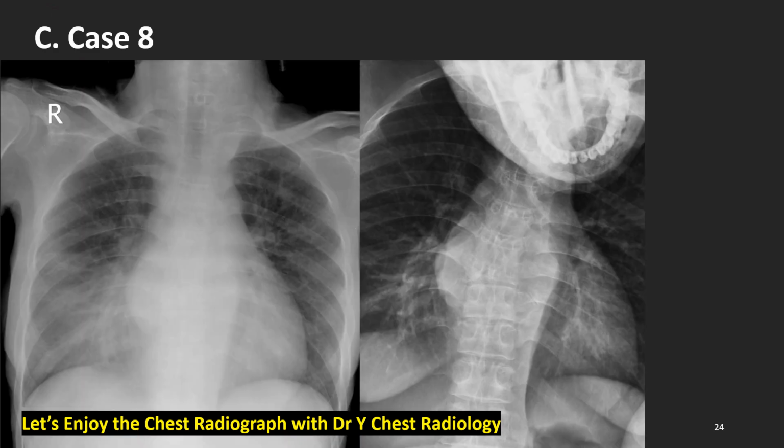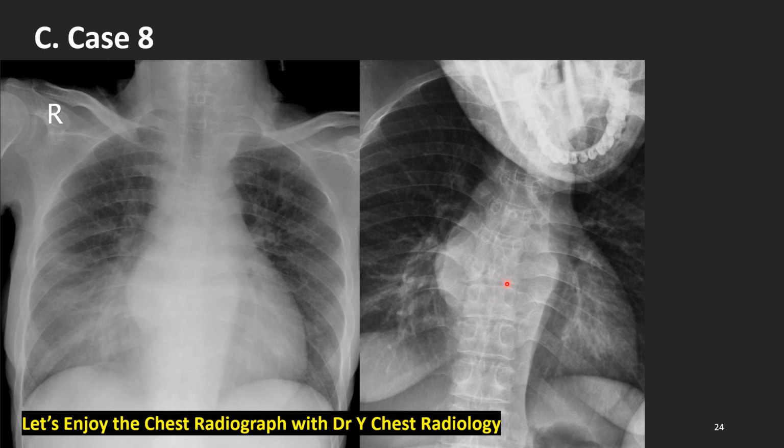This is the last case, case number 8. Actually, this kind of lesion is getting rarer and rarer, and in the future, we may not see this kind of disease anymore. The possibility is high because our hygiene and hospital system is getting better and better. Actually, at first, we mistakenly diagnosed this as an enlarged left atrium with carinal widening. That was a mistake. That was not heart disease. Heart is okay. This is a T-spine, dorsolumbar spine AP view.